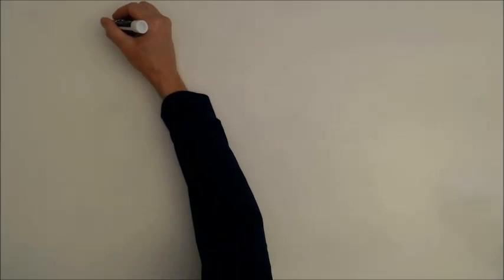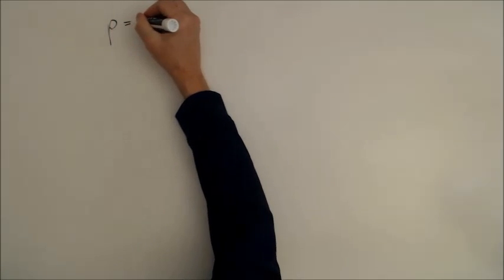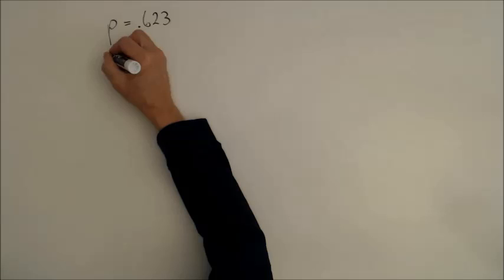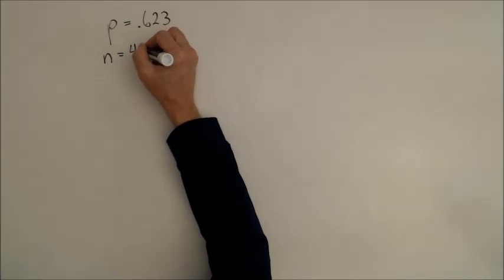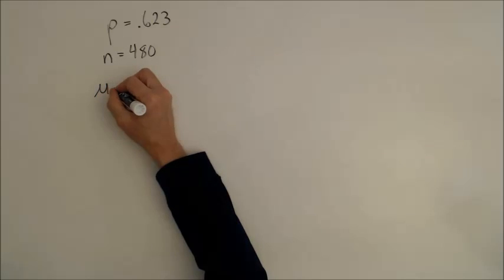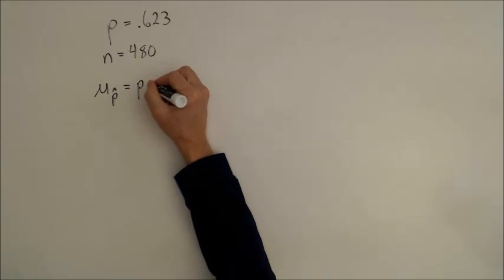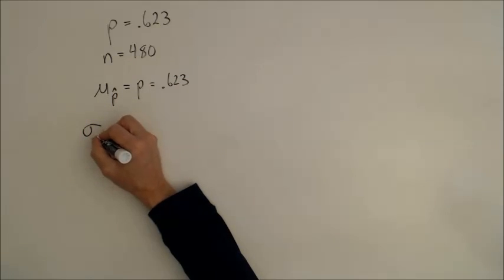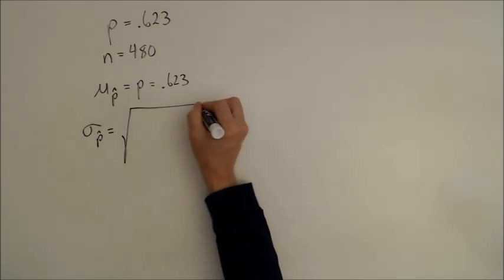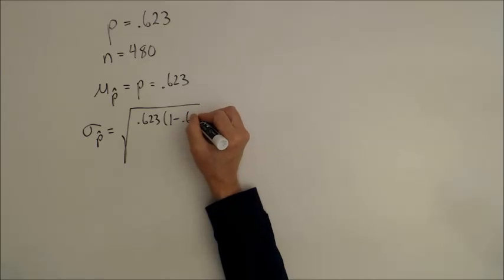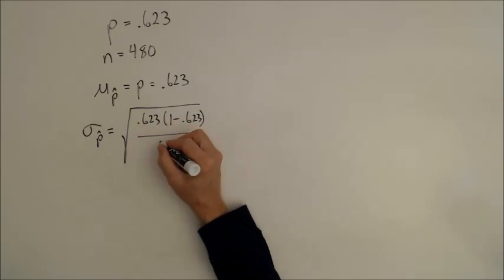In this problem, we're told that of the entire population, the percentage of individuals who get relief from 2 aspirins is about 62.3%. We're asked to consider taking a sample of size 480. Based on samples of this size, the expected value or mean of the sample proportions is that same 0.623. And the standard deviation for these sample proportions can be computed in the usual fashion, taking p times 1 minus p divided by the size of the sample.